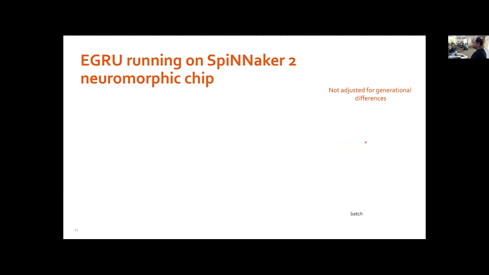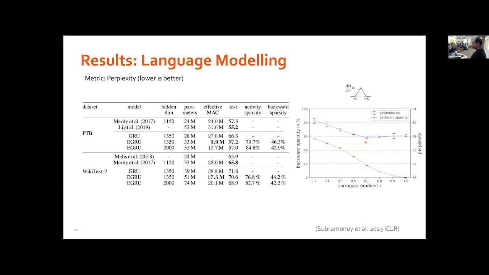Can you go back? I don't understand the plot. What are the axes? The x-axis is the width of the surrogate gradient. And the y-axis is a double axis, with backward sparsity in percentage and the perplexity of the model. Which is the red? I can't see which is red here. The red is the backward sparsity. So as you increase the width of your surrogate gradient, the sparsity goes way down. Is that right? Yes, exactly.